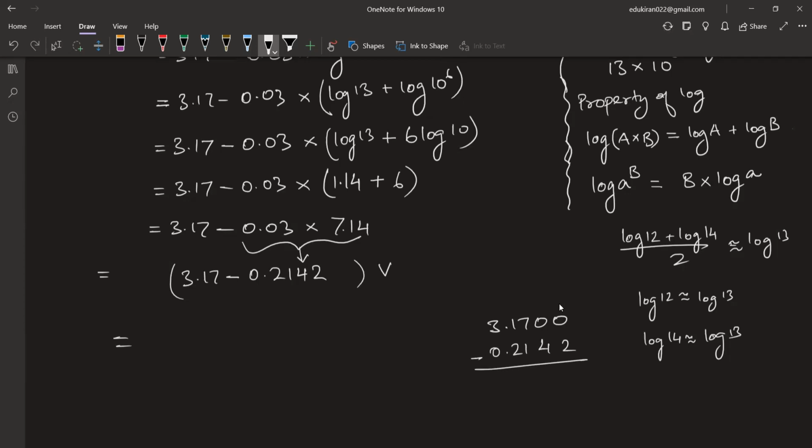Just need to subtract now. What you will get? You will get 8, you will get 5, then you will get what? 5, and then what you will get? You will get 9, and then you will get 2. It will be 2.96 volts. Okay, Fatima? Yes, sir. Okay.